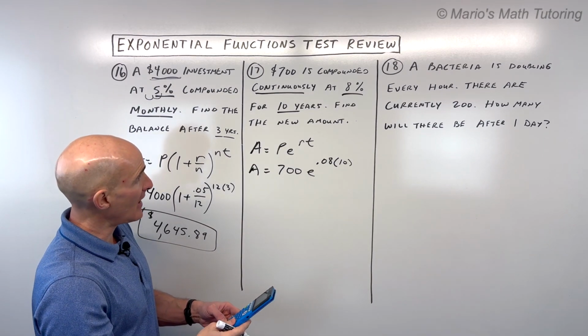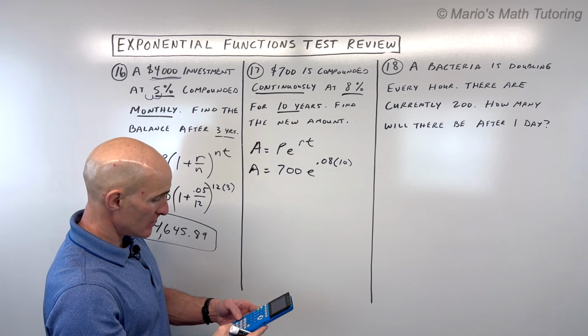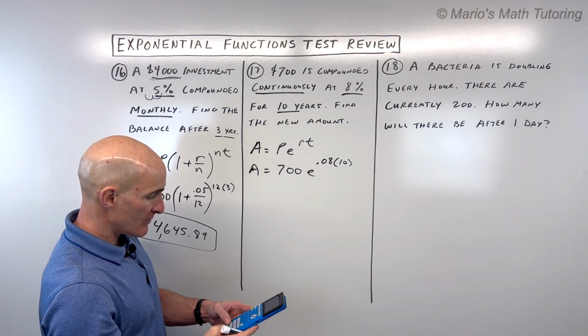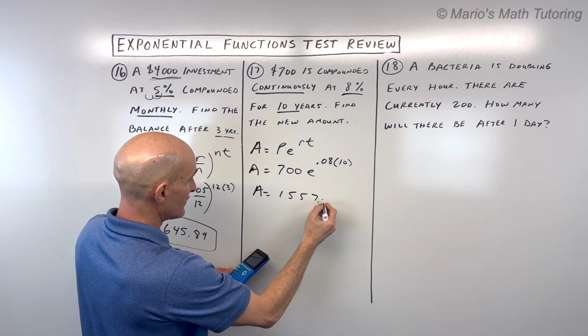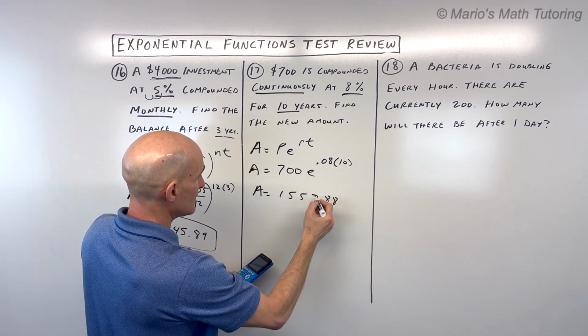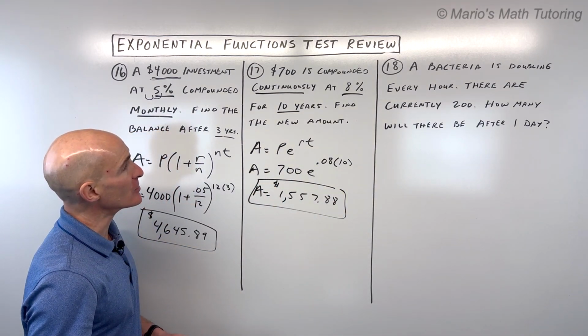So let's see how much you'll have after the 10 years. So 700, using my E key here, I'm getting $1,557.88. That's how much you'll have after the 10 years.